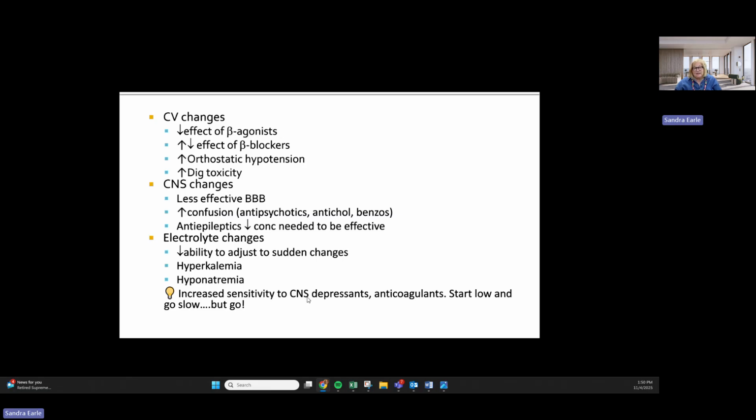So an exaggerated pharmacodynamic response. Same thing with anticoagulants. So you have to start at a lower concentration, at a lower dosing regimen than you would in younger patients.